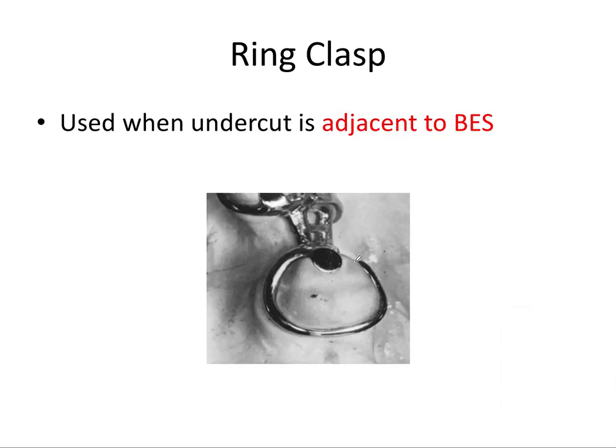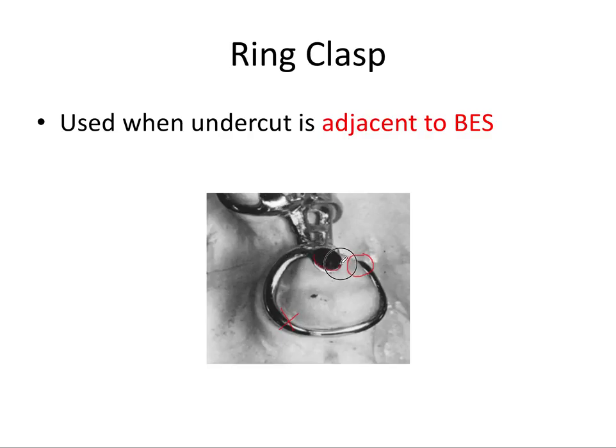That's when a ring clasp would come in. So let's say, for example, this did not provide a good undercut, and an Akers clasp wouldn't work. It wouldn't have an undercut to engage in, whereas this one is a great undercut to use. So the ring clasp wraps around the entire tooth.